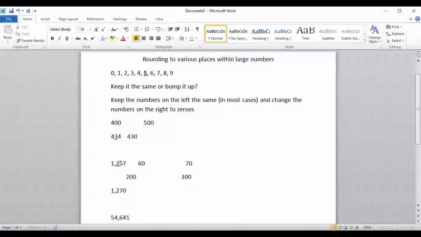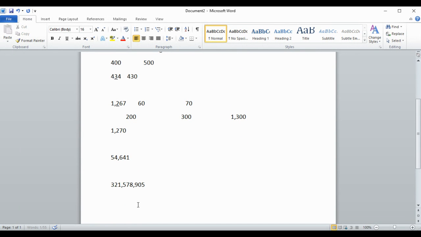So this part of the number is going to round to 300, and you're going to keep that 1,000. You're going to keep this digit over here the same. You're going to bump this one up and change those to 0. Keep it the same, bump up the 2, change those to zeros for 1,300.